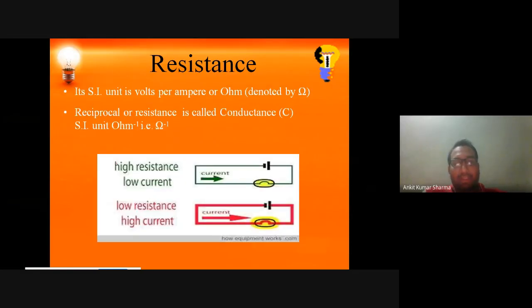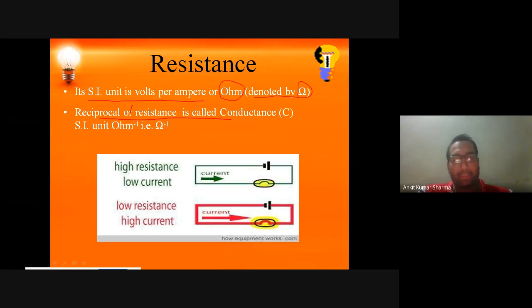So the SI unit is volt per ampere, and you can say the ohm, named after the scientist George Simon Ohm, and its symbolic representation is shown by this sign. The reciprocal of resistance is called conductance.